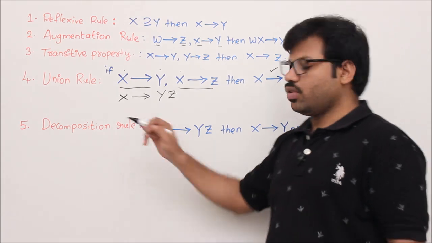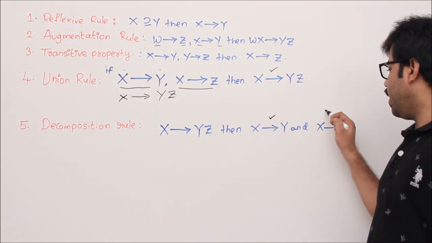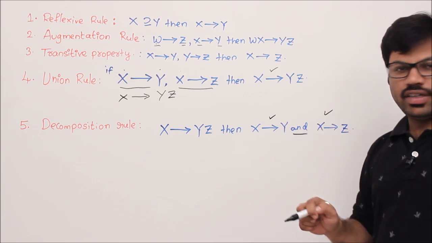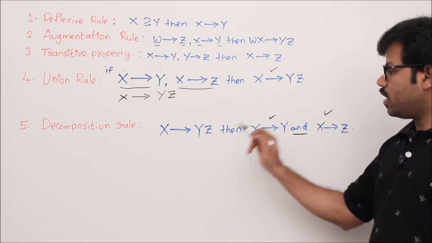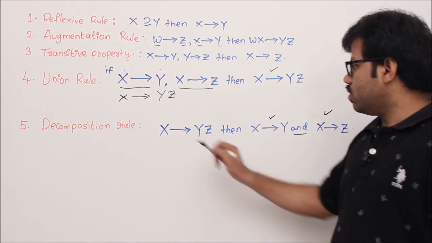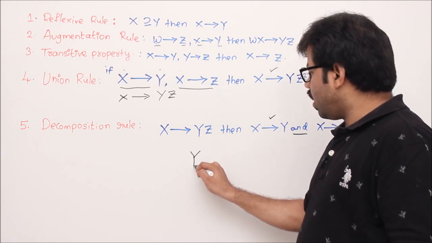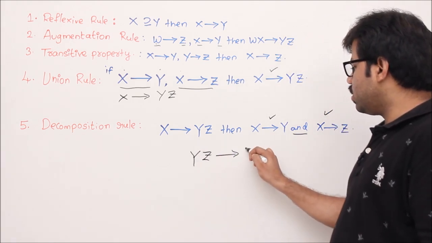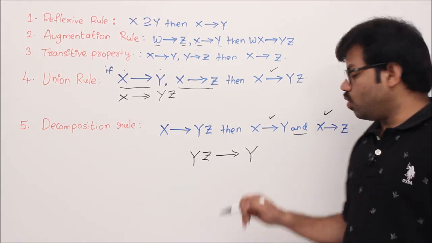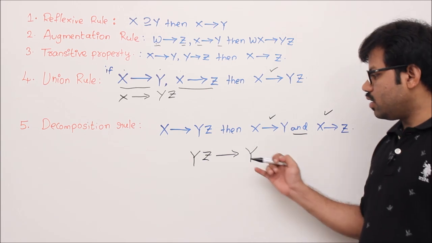Now the decomposition rule. X determines YZ, then we have to prove that X determines Y and X determines Z. Since it is an AND operator, both should be true, correct? Let's prove one by one. First of all, my target is X determines Y. I prove it. Really, X determines YZ, then we can say that YZ also determines Y. This is obvious. So this is also known as the trivial rule. What is the trivial rule? That is easy to understand.